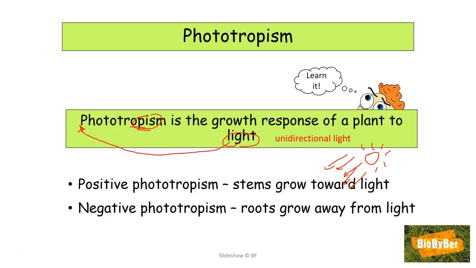Now, a positive phototropism, remember, in favour of the stimulus or towards the stimulus, would be where stems grow towards light. A negative phototropism, you're against it. No, it's away from the stimulus. So an example would be where roots grow away from light.